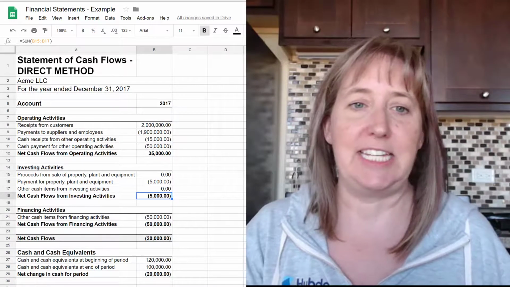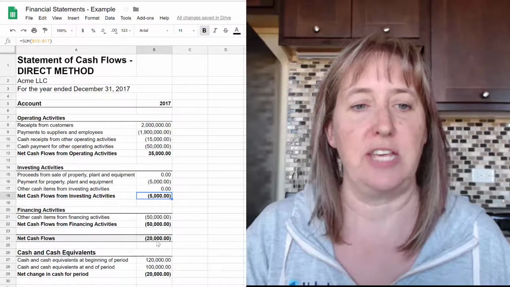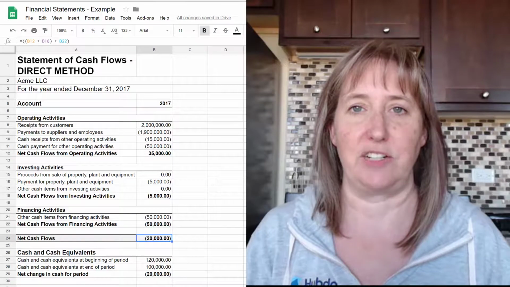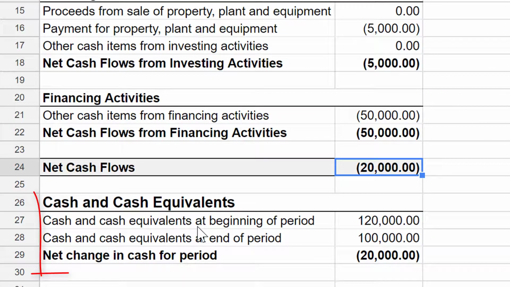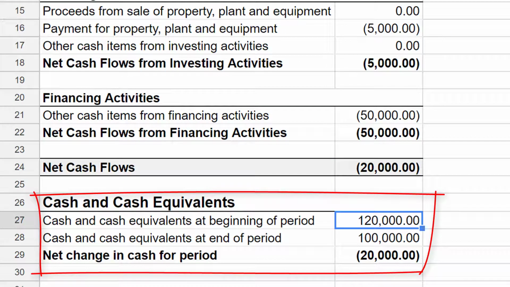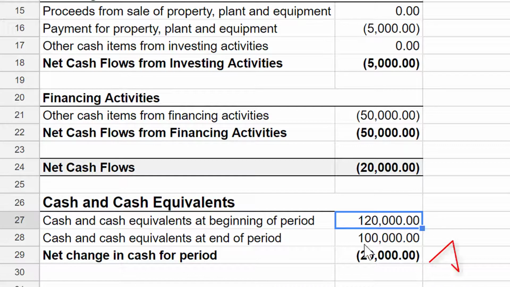So at the end of the day, you look at all 3 of those sections and come up with your net cash flows. Then you take a look at how much cash you had at the beginning of the period and how much cash you had at the end, and those 2 numbers should match. So in this case, there was a net cash outflow of $20,000, and we proved that by looking at the bank account balances during those 2 periods of time. And that's the direct method for statement of cash flows.